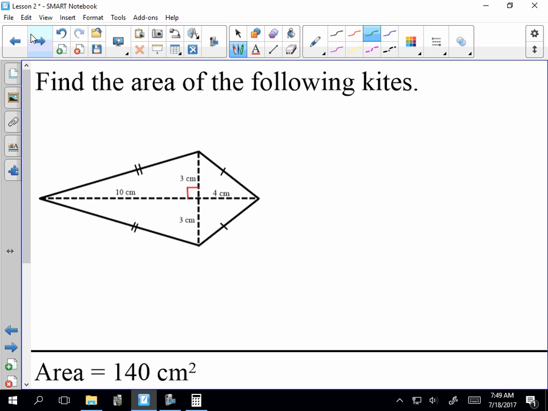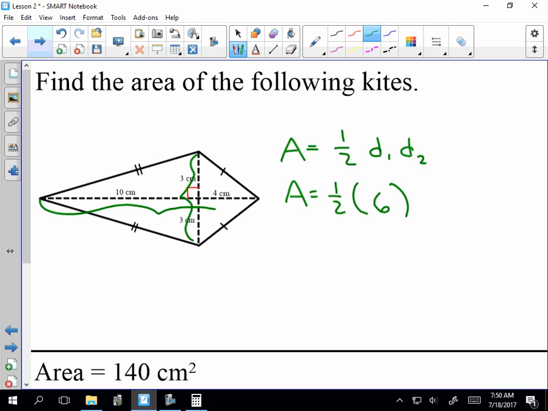So now, in this situation, the area of a kite is 1/2 diagonal 1 times diagonal 2. So area equals 1/2 of, now, diagonal 1, based on this diagram, we're actually given 2 measurements. So we have to put those measurements together to get a measurement of 6 for diagonal 1. And then for diagonal 2, we've got 10 plus 4, which is 14.